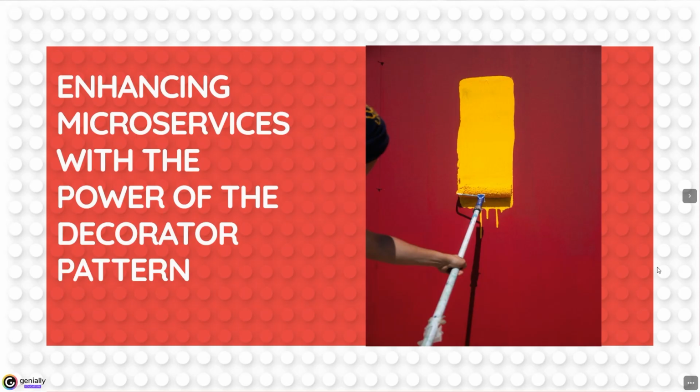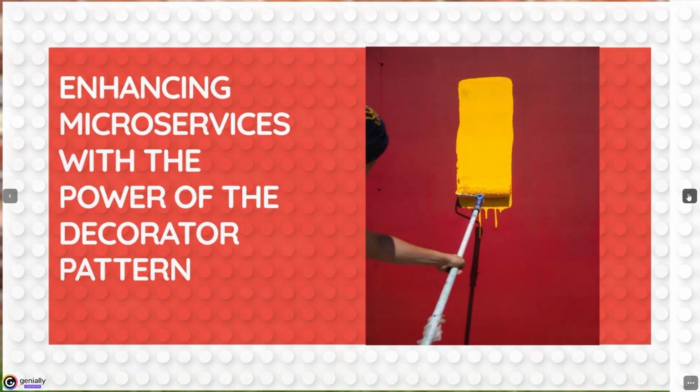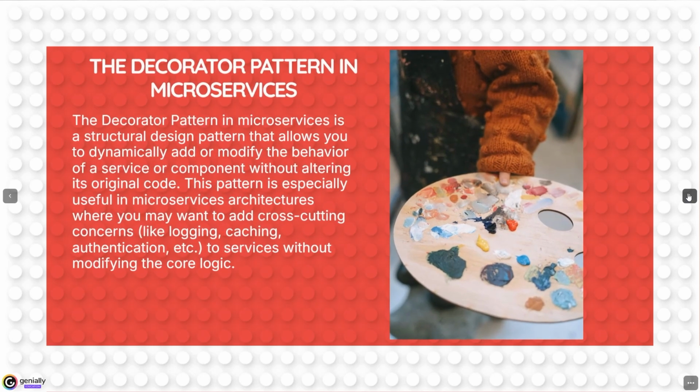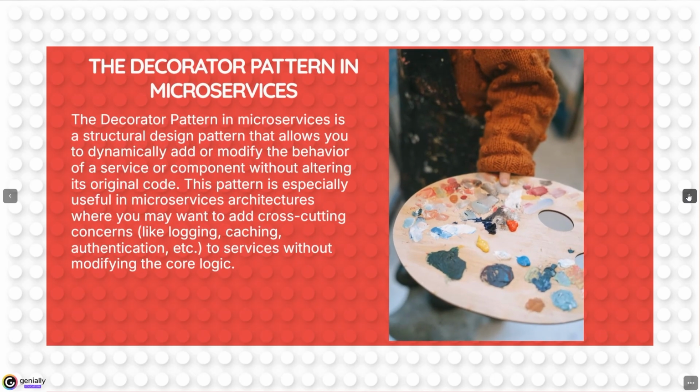In this video, we are gonna talk about Decorator pattern in microservices. Decorator pattern in microservices is a structural design pattern that allows you to dynamically add or modify the behavior of a service or component without altering its original code. This pattern is especially useful in microservices architectures where you may want to add cross-cutting concerns to services without modifying the core logic.